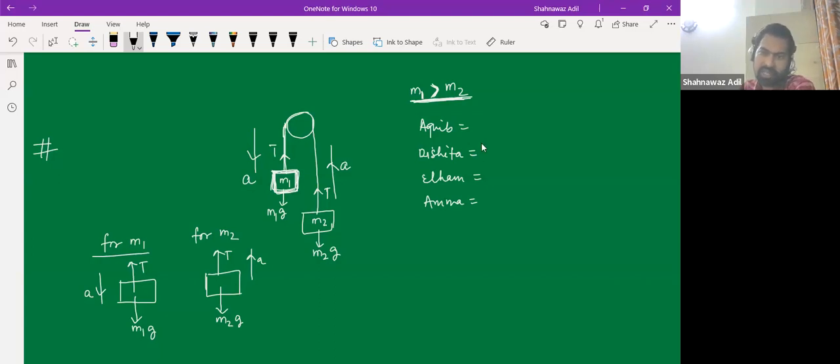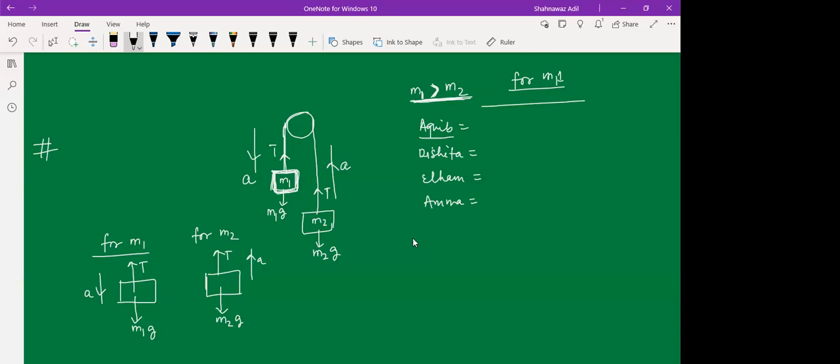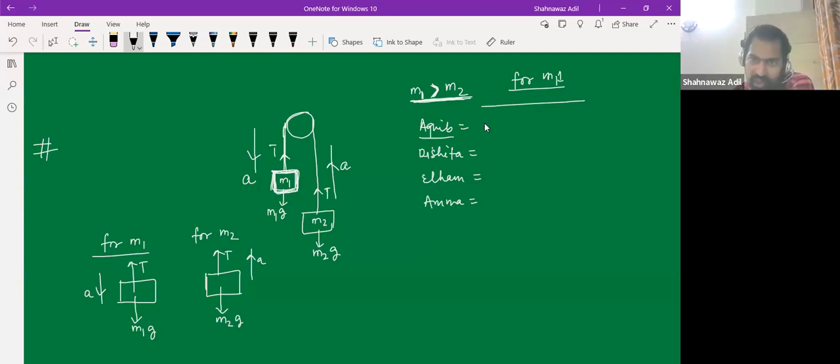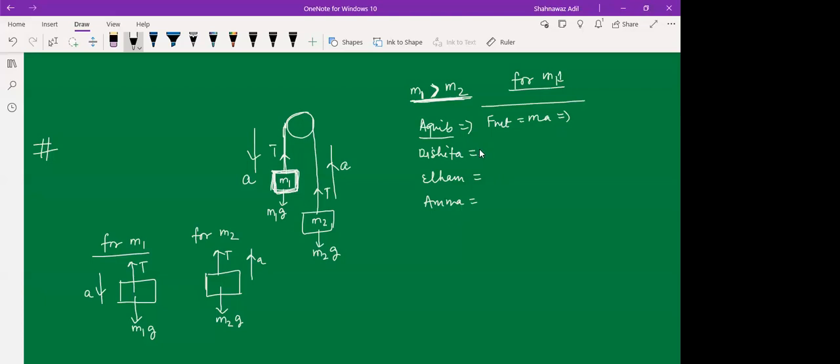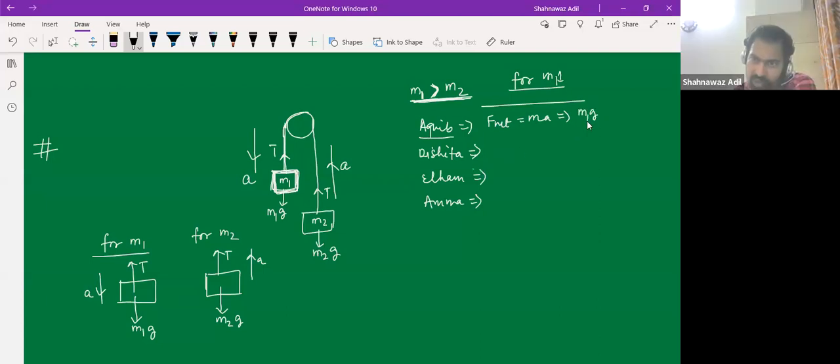Okay, so you guys tell me, for M1, what would be the equation of motion? All of you guys, okay. So you start. Sir, first I should write F net is equal to ma. Yeah, so F net is ma. So what would be that? Sir, M1g minus T equal to M1a. This is what you are saying.